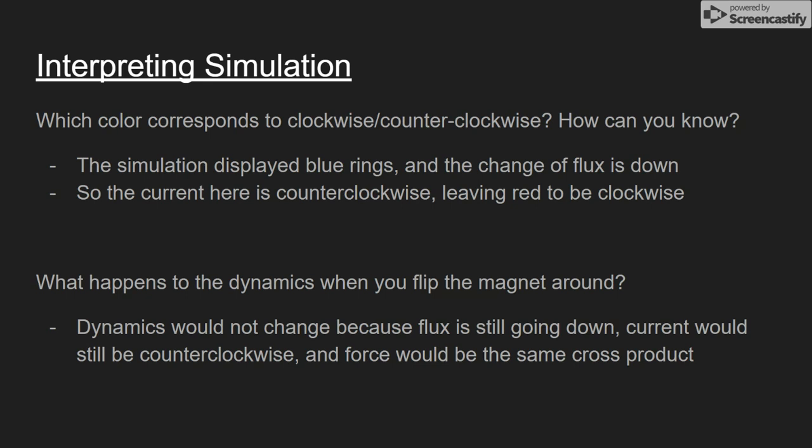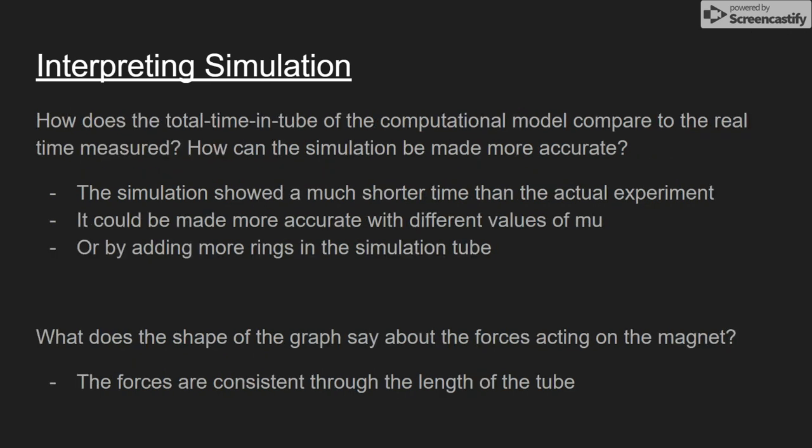So interpreting the simulation, which color corresponds to clockwise and counterclockwise, and how can you know? So the simulation displayed blue rings, and we know that the change of flux is down. So the current here would be counterclockwise, which means that red would be clockwise. And what happens to the dynamics when you flip the magnet around? The dynamics would not change because flux is still going down, and therefore current would still be counterclockwise, and the force would be the same cross product.